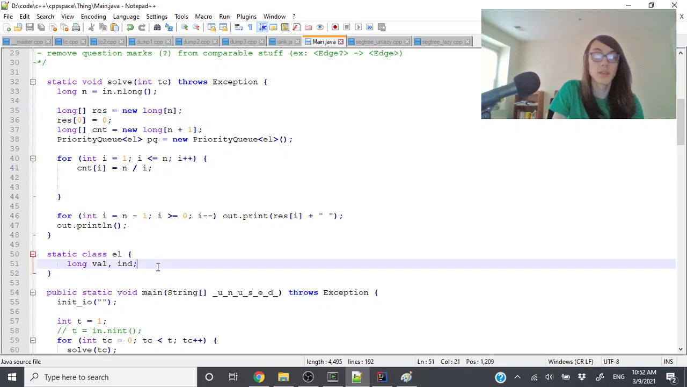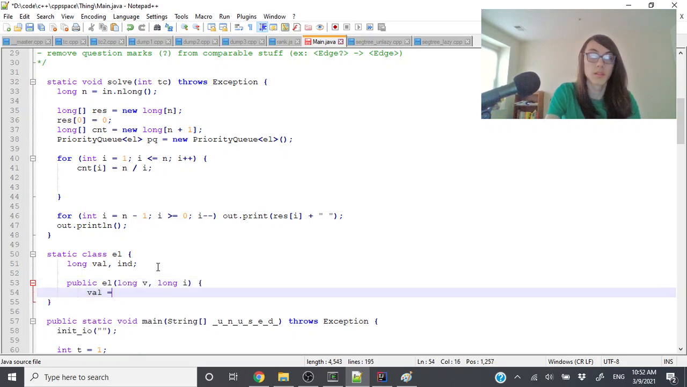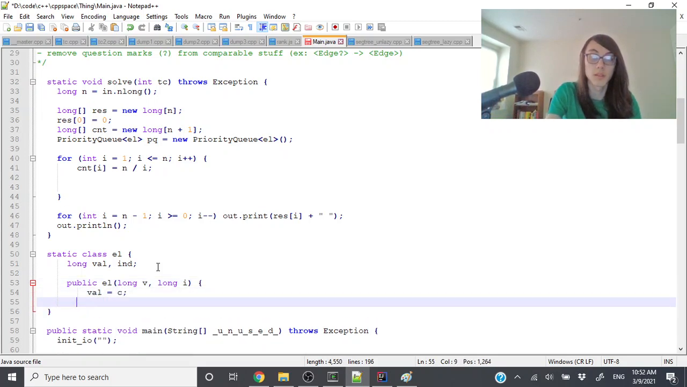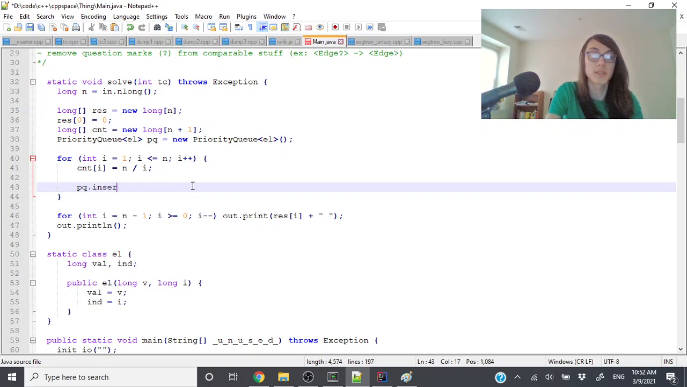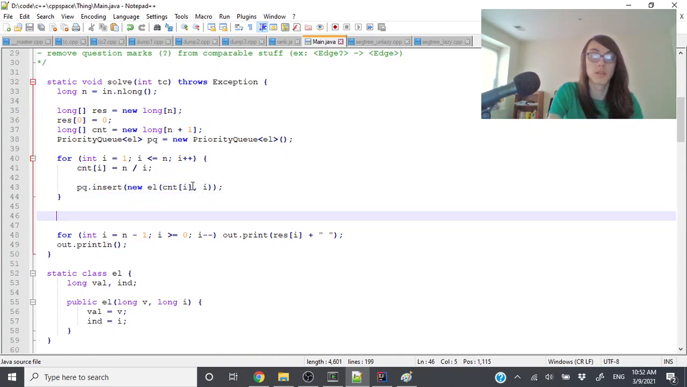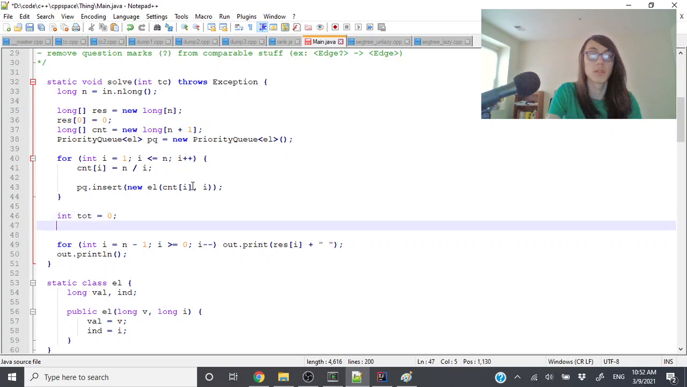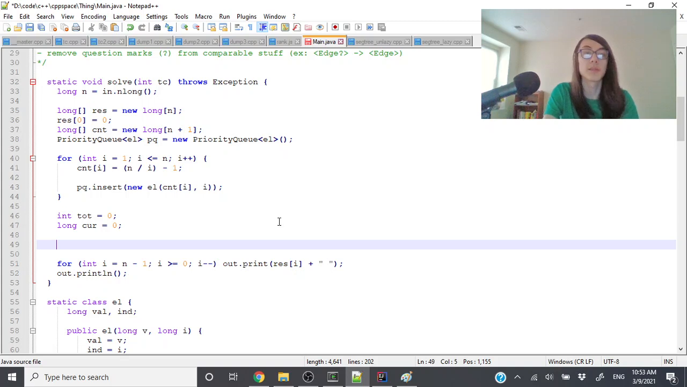So public L... God, I cannot type. ind equals i. Okay, so pq.insert new L count i. Int tote equals 0. Long cur equals 0. Alright, so that should be -1. Okay, so we're going to simulate deletions by just doing stuff.